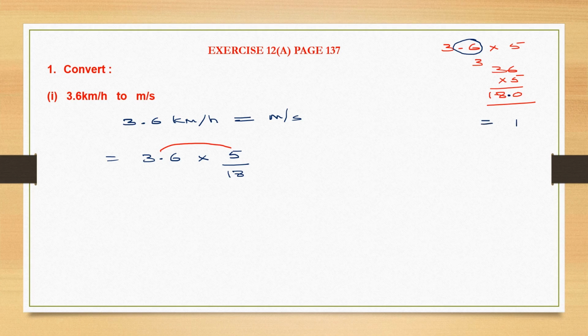So now what is your number? 18. 18.0 means 18. So here what do we have? We have 18 divided by 18. So 18 divided by 18 is 1. So what have we done here? We have converted kilometer per hour to meter per second. So 3.6 has now become 1. That means 3.6 kilometer per hour has now become 1 meter per second. So our final answer here is 1 meter per second. So this is our answer.